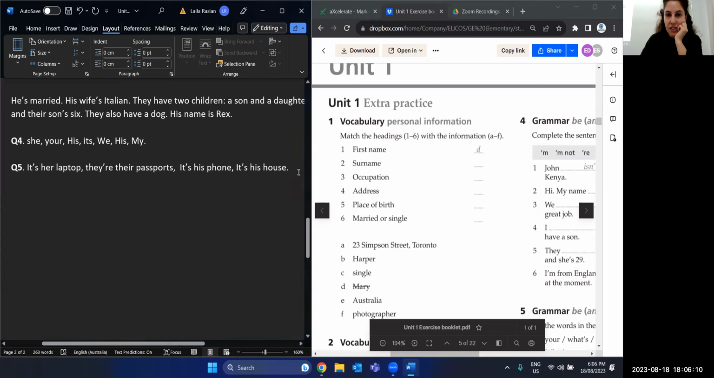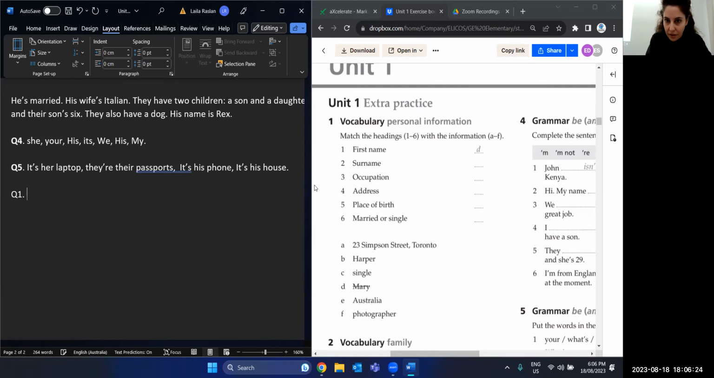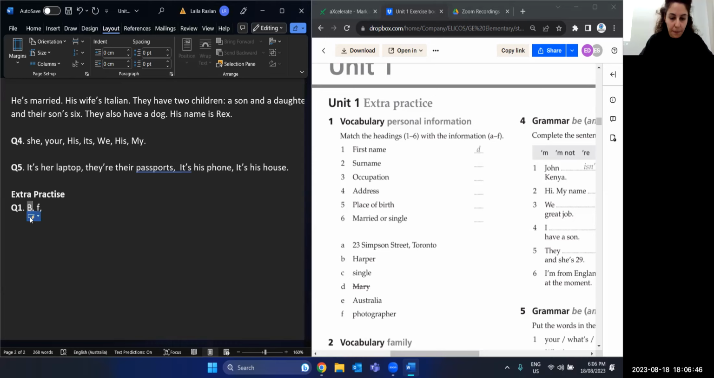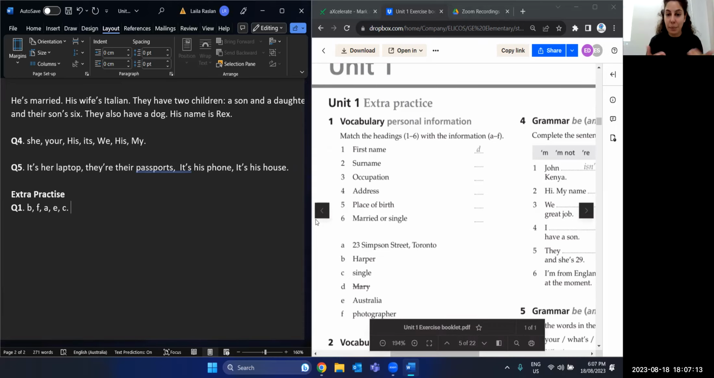Good. So we have the next page. Let's look at first name is D, Mary. The surname is B, Harper. Yep, Harper. So B. And the occupation, the job is photographer. F. The address, A, 23 Simpson Street, Toronto, so in Canada. The place of birth, Australia. Married or single? C, she's single. That's personal information about Mary Harper.